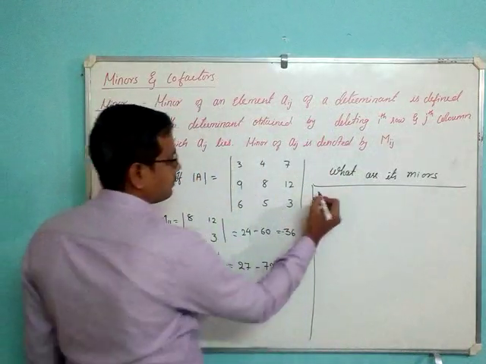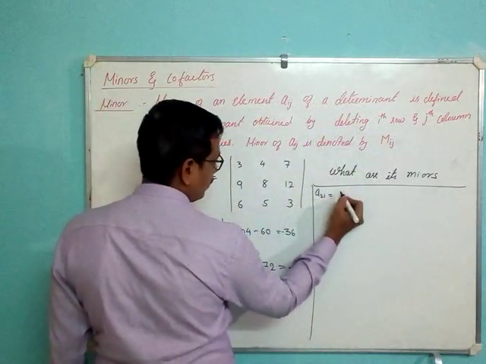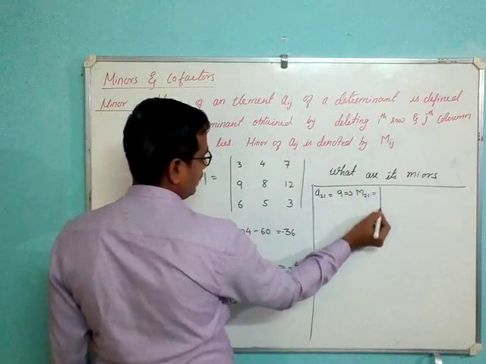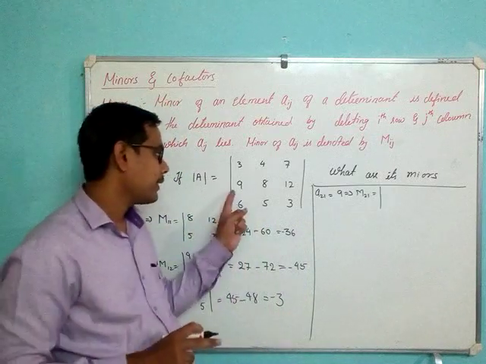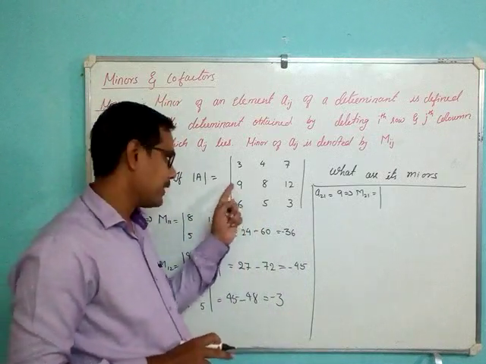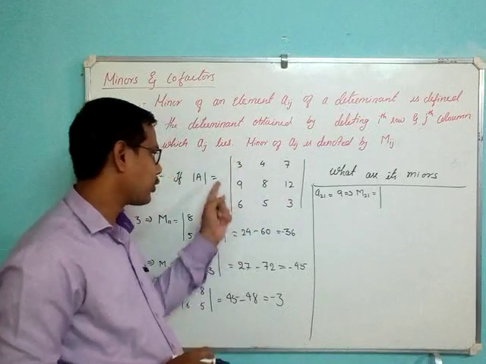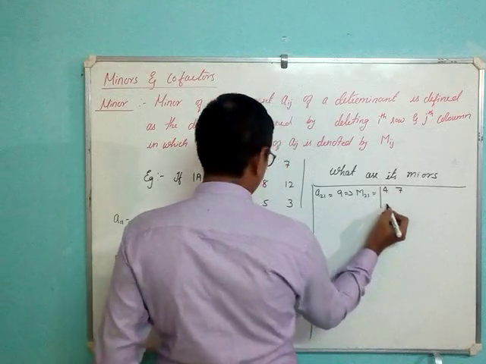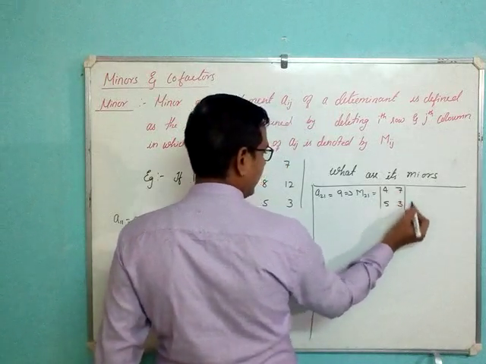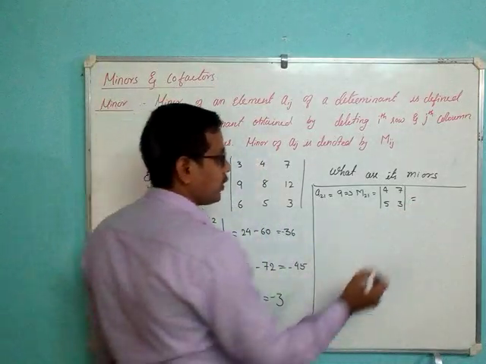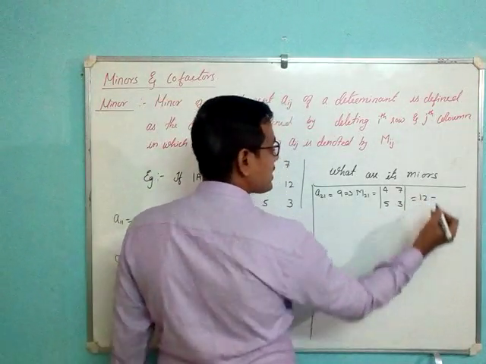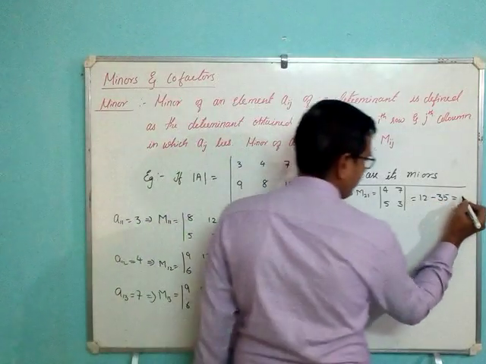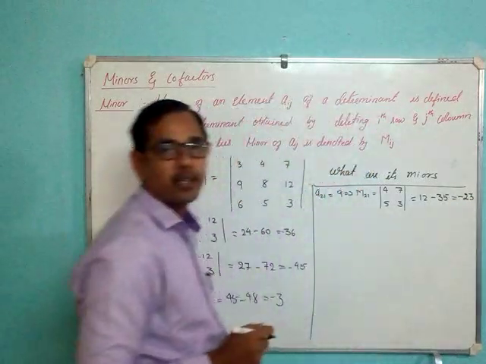Similarly, A21 is equal to 9. M21 will be neglecting the row and column in which 9 is there: second row and first column. So neglect the second row and first column. What will be there? 4, 7, 5, 3. So 4 into 3 is 12, 5 into 7 is 35. So 12 minus 35 is minus 23. Okay.